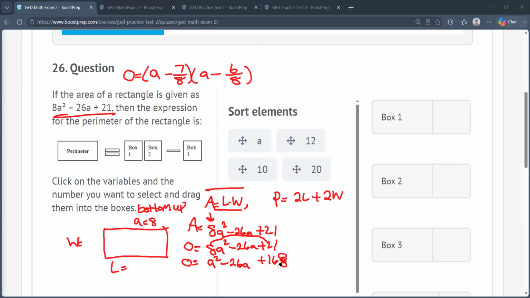So what two numbers multiply to 168 and when added give you negative 26? That was my mistake. A here, a here. I believe that will be negative 14 and negative 12. That's much better. Then you're going to divide the negative 14 by 8, and divide the negative 12 by 8.